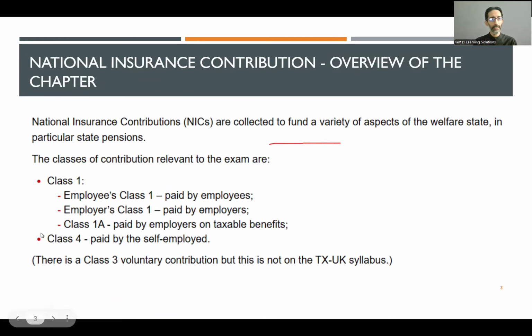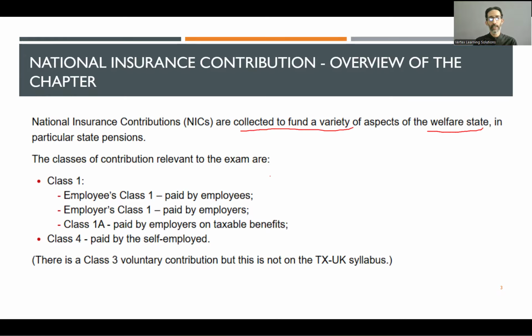Okay, let's see. So they have been divided into several categories, several classes. So as we know, it is for employers, employees. So first of all, again, we have this welfare state and particular state pensions. This is the reason why it is collected, to fund a variety of aspects of the welfare state. So we have already discussed that in the first slide. Now we look at how it is relevant to your exam.